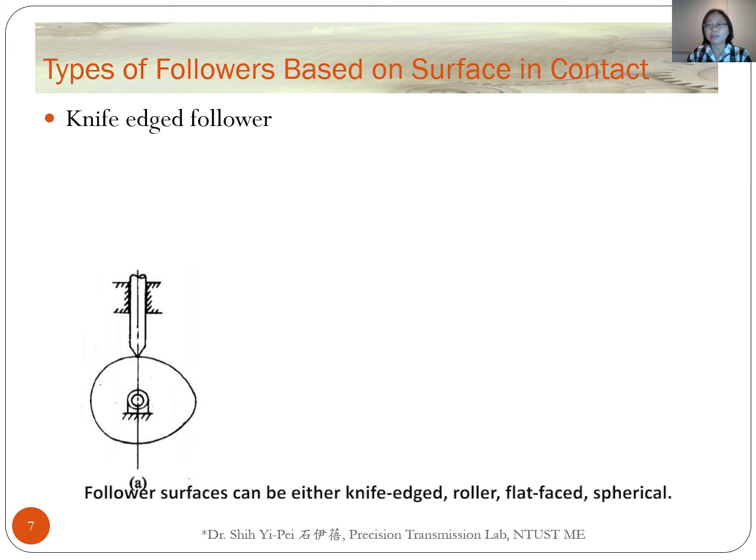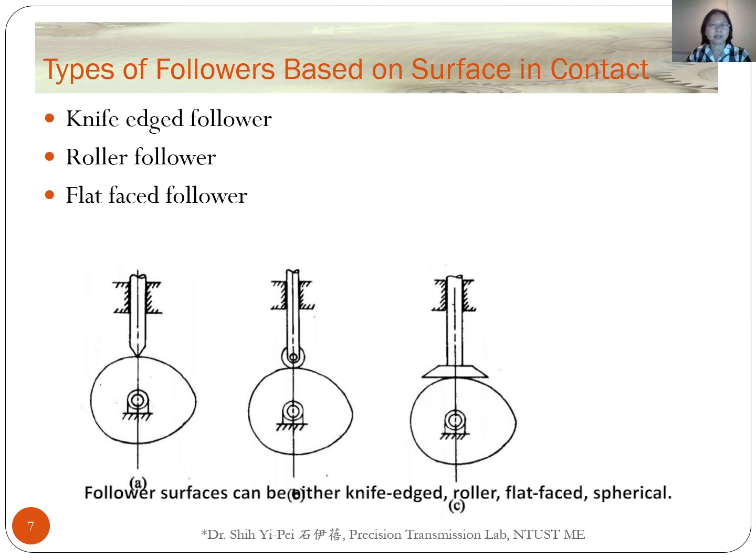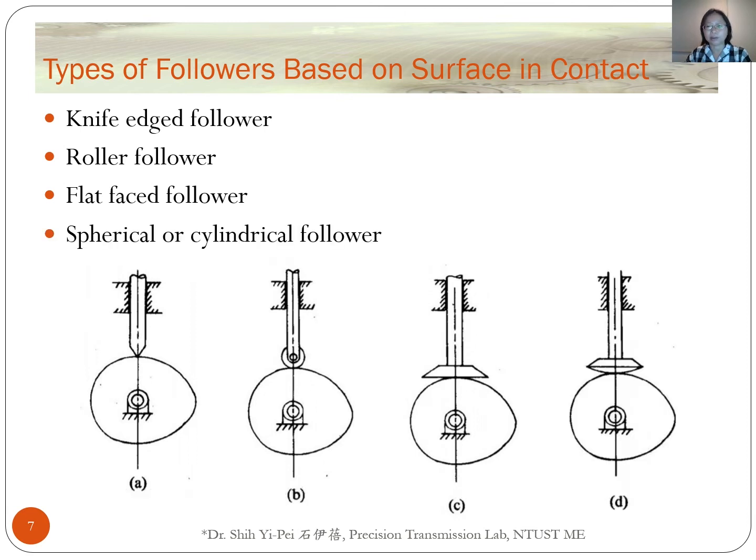Furrow surface can be either knife edge, roller, flat-faced, or spherical. Actually, these geometries are all of the same class depending on the radius of curvature of the furrow face.